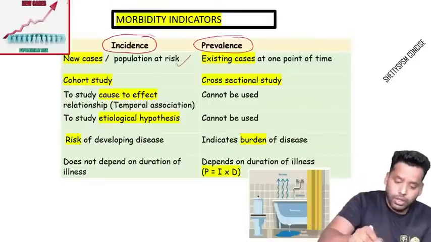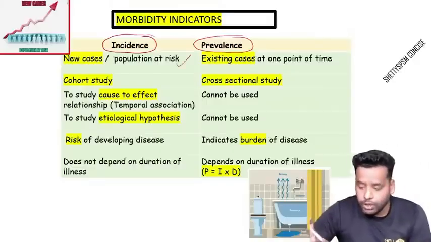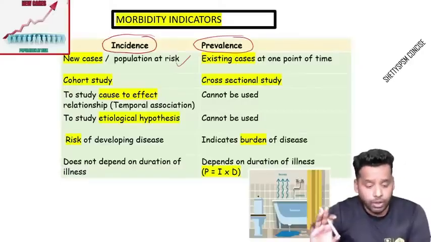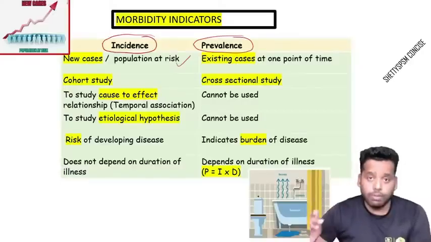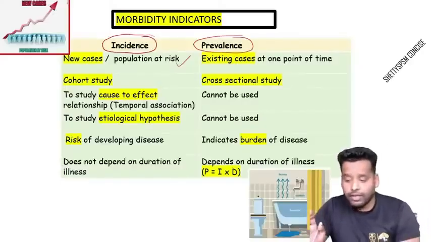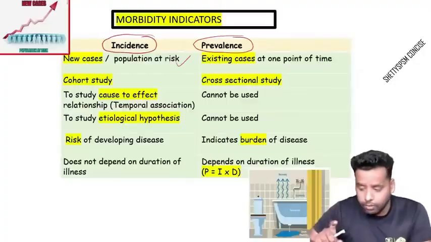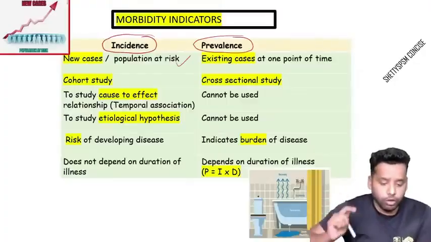What is the denominator you have to take? Population at risk. Not everyone. We have to take only those who are at risk of developing disease. Those already having the disease, we have to exclude them. Population at risk in the denominator, new cases in the numerator.